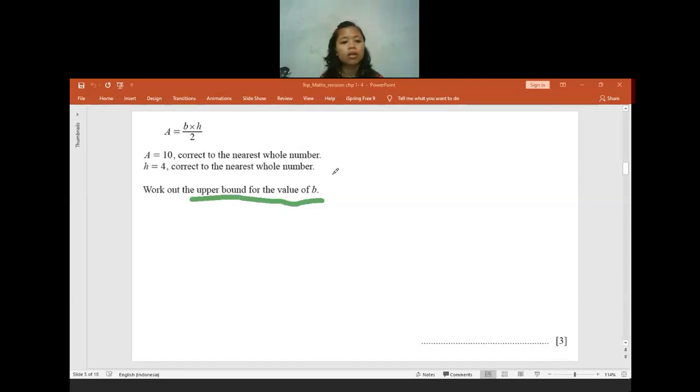Okay, so what is the upper bound and lower bound of A? 10.5. Lower bound or upper bound? Upper bound and lower bound. Upper bound first. Usually we write 10.5 and 9.5. Okay. Is there anyone who is confused about finding the upper bound and lower bound of each number given?